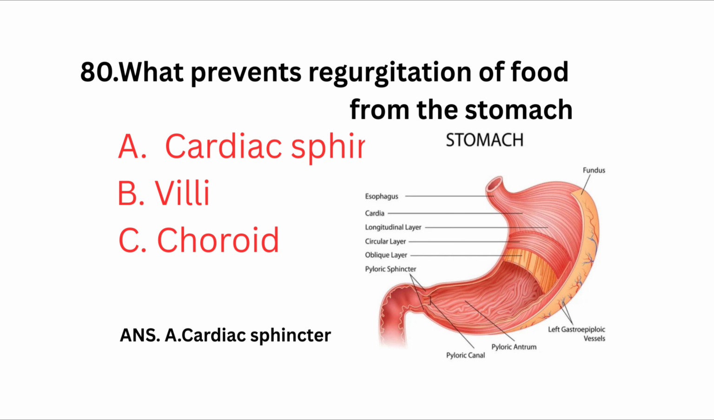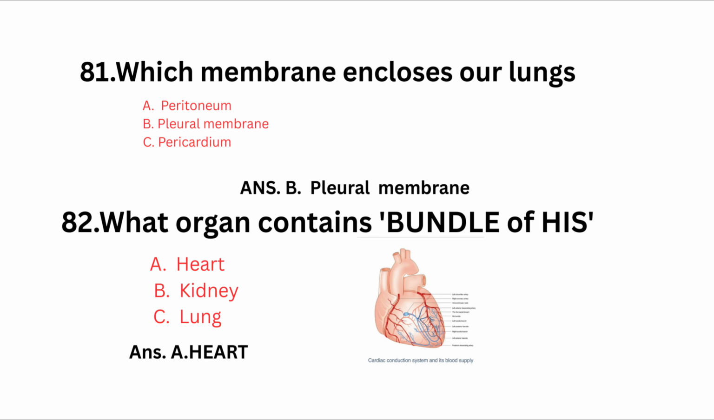80. What prevents regurgitation of food from stomach? A. Cardiac sphincter. B. The villi. C. Choroid. At the upper part of the stomach, which connects with the esophagus, there is a sphincter called the cardiac sphincter, which prevents the regurgitation of the food in the stomach towards the esophagus. When it does not close properly, we have something called GERD, gastroesophageal reflux disease, where people just tend to vomit a lot.